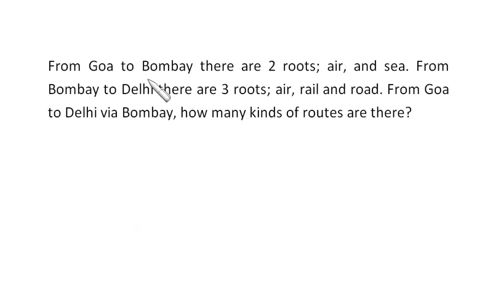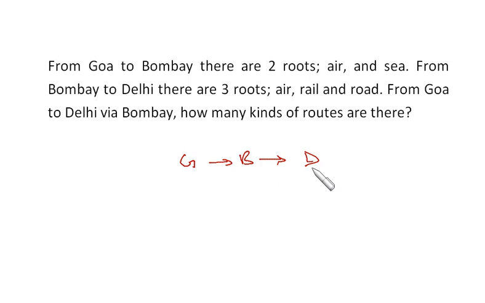From Goa to Bombay, there are two routes, air and sea. From Bombay to Delhi, there are three routes, air, rail and road. Now from Goa to Delhi via Bombay, how many kinds of routes are there? So it's Goa to Bombay and Bombay to Delhi. That means two events are happening simultaneously, one from Goa to Bombay and the other from Bombay to Delhi.